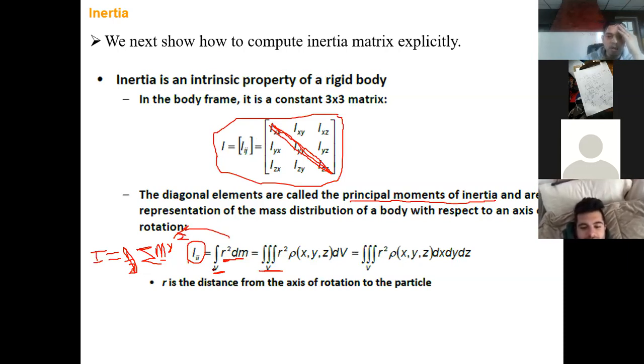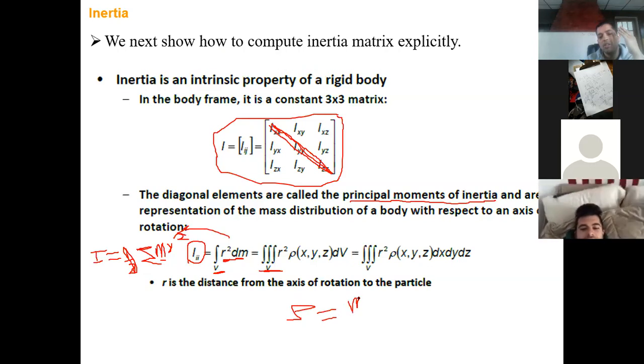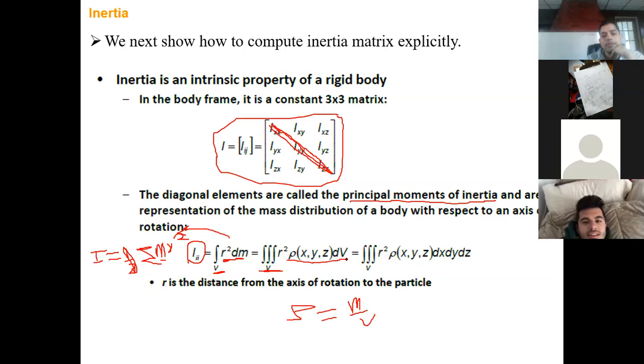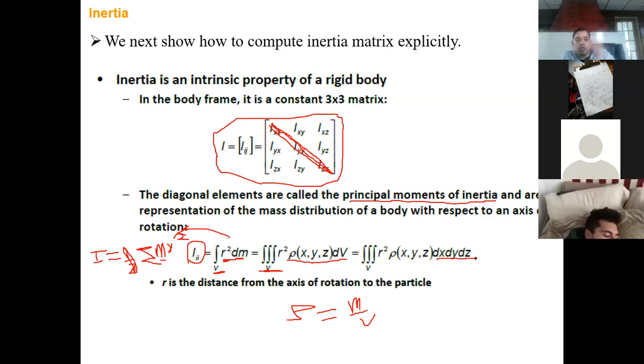Again, this is volume integration. We have 3 integrals here, then r squared. Now how do you rewrite dm? Because rho equals m over v, so then what is your m? m is rho v, right? So that's why dm is rho times dv. Again, dv is dx dy dz. So if you want to find Ixx, then you use this formula.